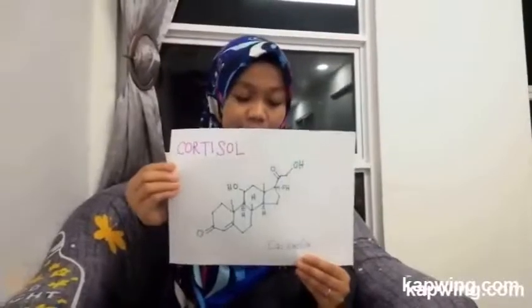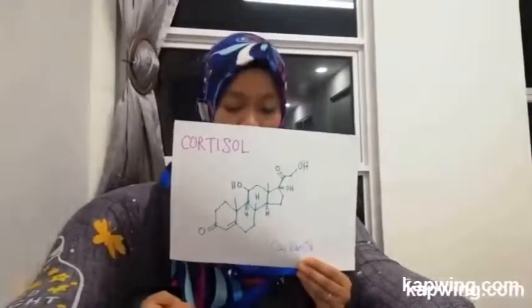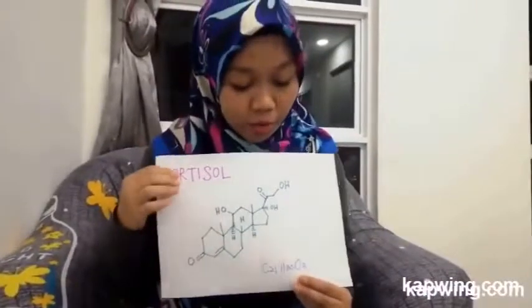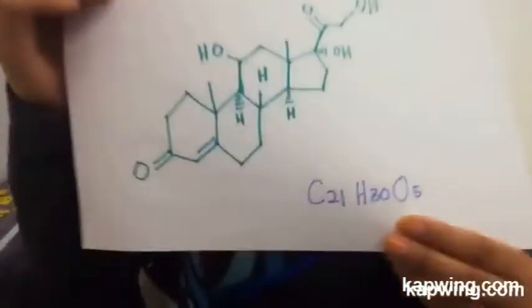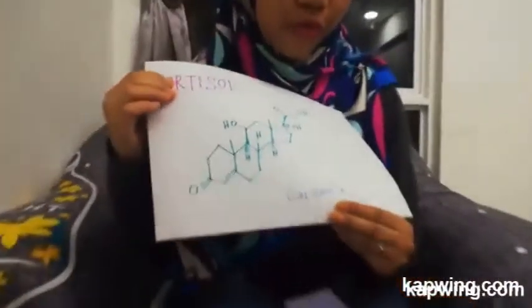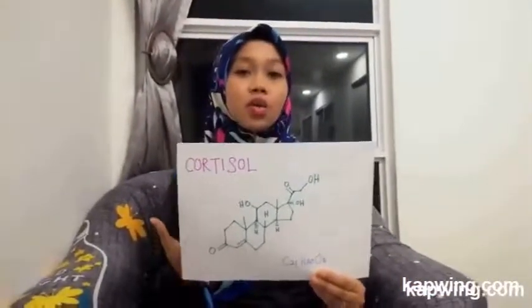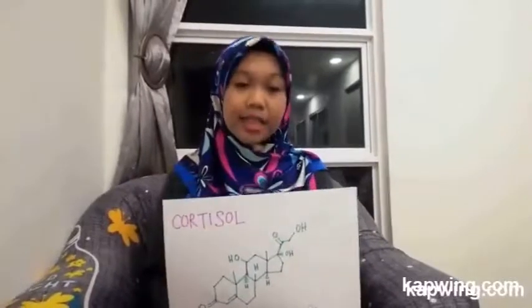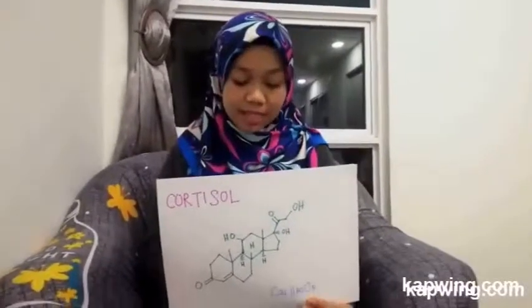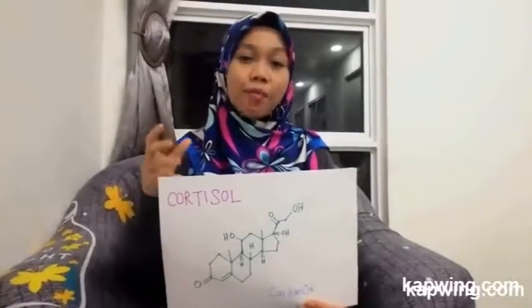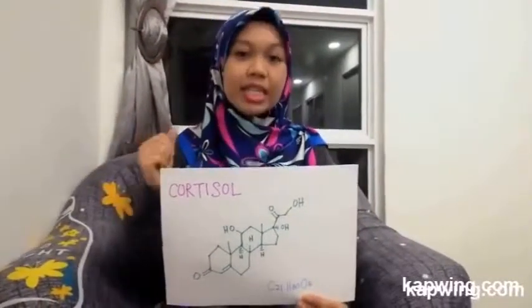The second adrenal gland hormone is cortisol. You can see here the chemical structure, and the chemical formula is C21H30O5. Cortisol is a glucocorticoid. It aids in metabolism regulation by stimulating the production of glucose from non-carbohydrate sources in the liver.